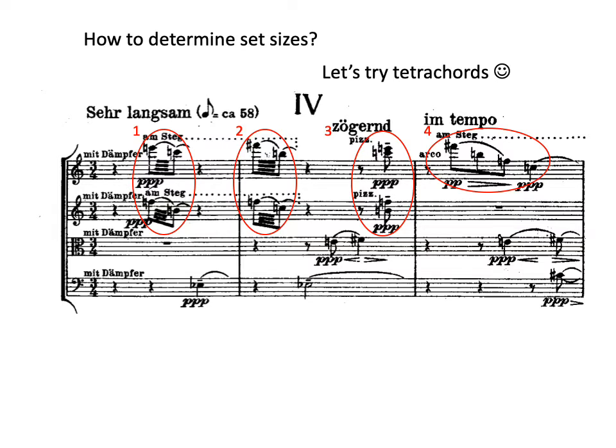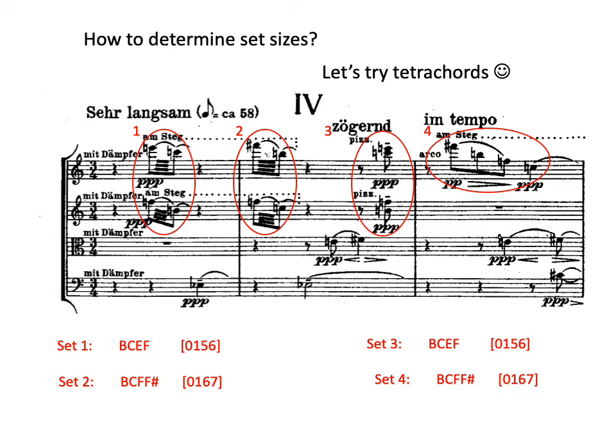And if you look at them and you take the set membership down, then the first one, the BCEF set, reduces to an 0156. And the second one reduces to an 0167. Maybe things will get more interesting. And they do. Look at the third one. It's that 0156 again, but now it's done as a pizzicato chord and not as a tremolo chord. And look at the fourth one. It's an 0167, but now instead of being a tremolo chord, it's a melodic line.